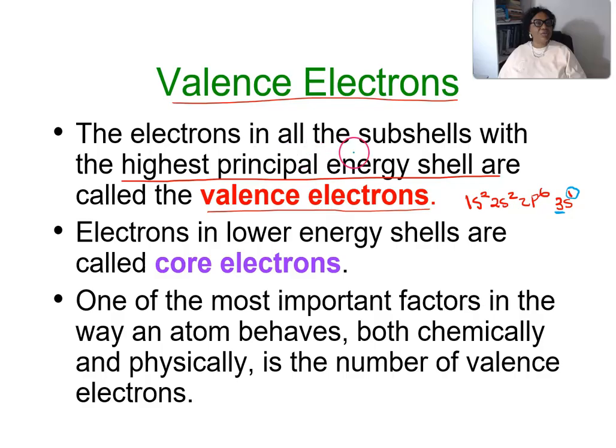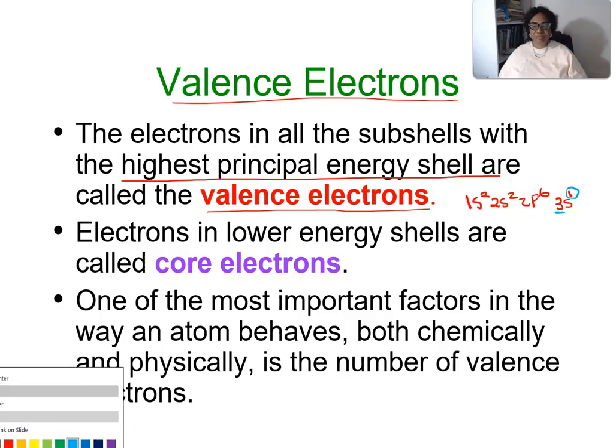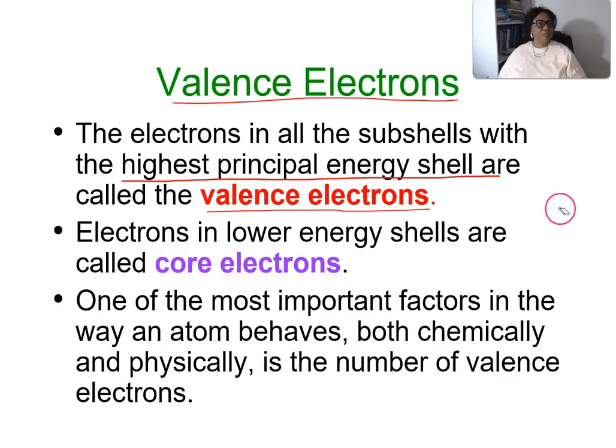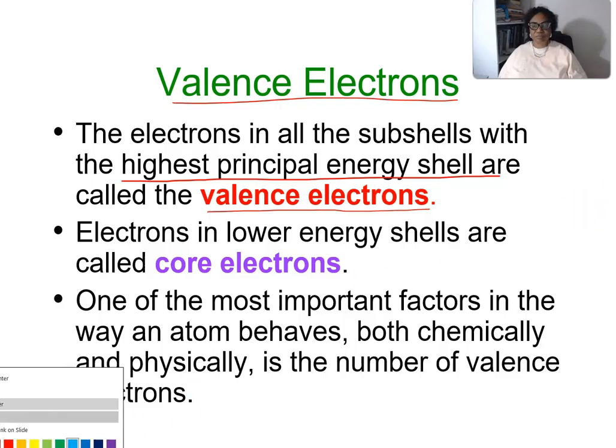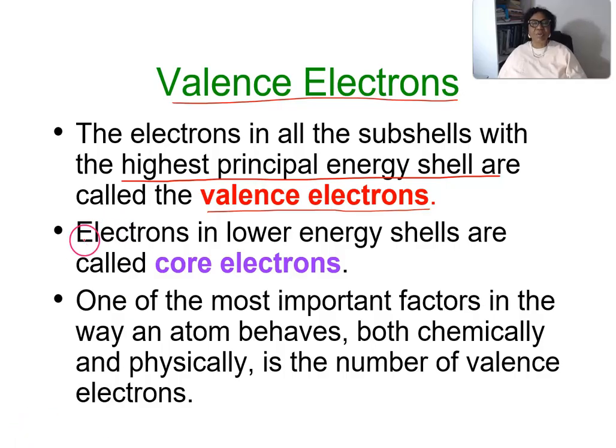The electrons in all subshells with the highest principal energy level. Sodium has only one subshell. That's why we took only one. But if you have a p subshell and electrons are there, if we have a 3p subshell and electrons are there, we include all the electrons. Electrons in lower energy shells are called core electrons.